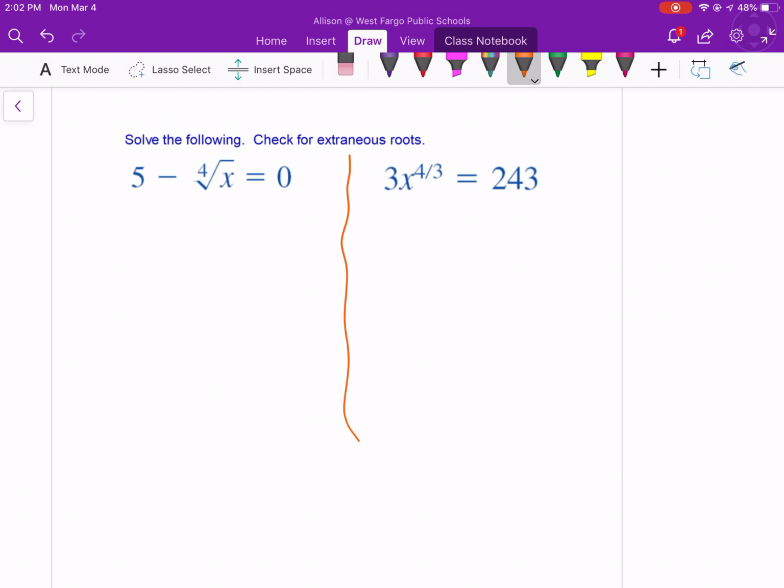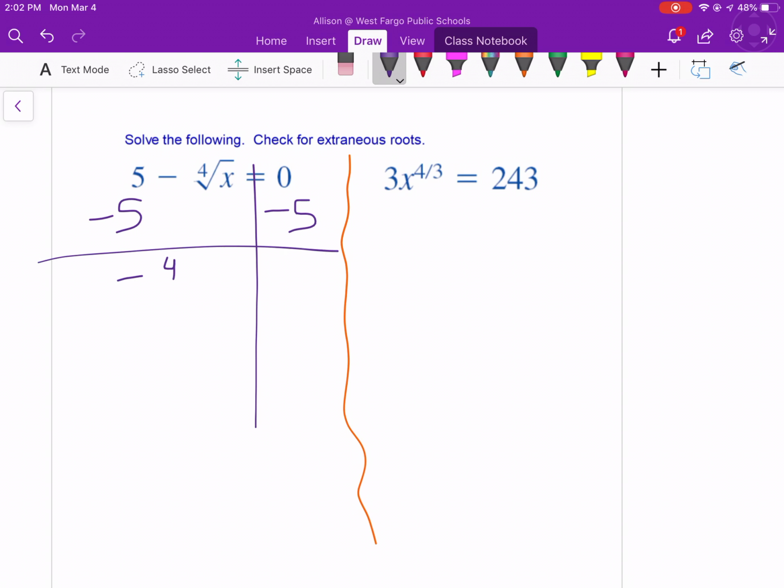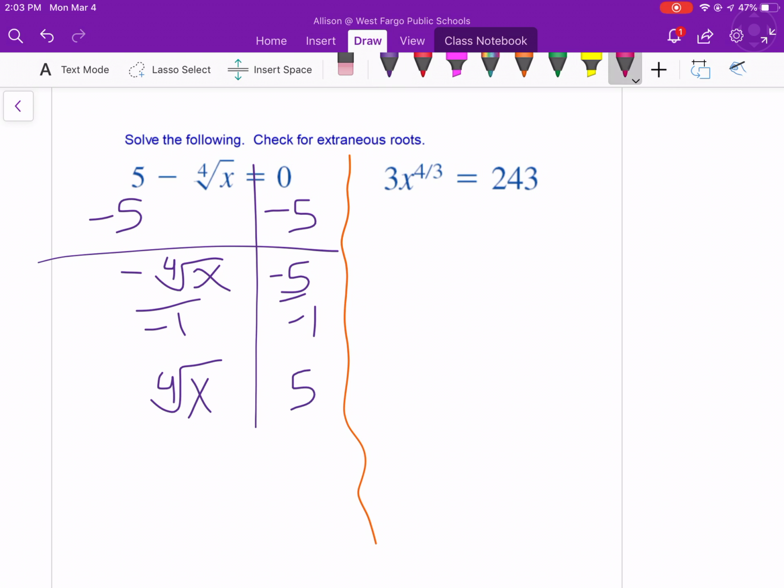So first, on the left here, you want to isolate your variable. So we got to get the x by itself. I'm going to start by subtracting 5 from both sides. So I'm going to get negative fourth root of x equals negative 5. Then to get rid of this negative, it's like a negative 1 times the fourth root. So dividing by negative 1 on both sides makes this the fourth root of x equals 5.